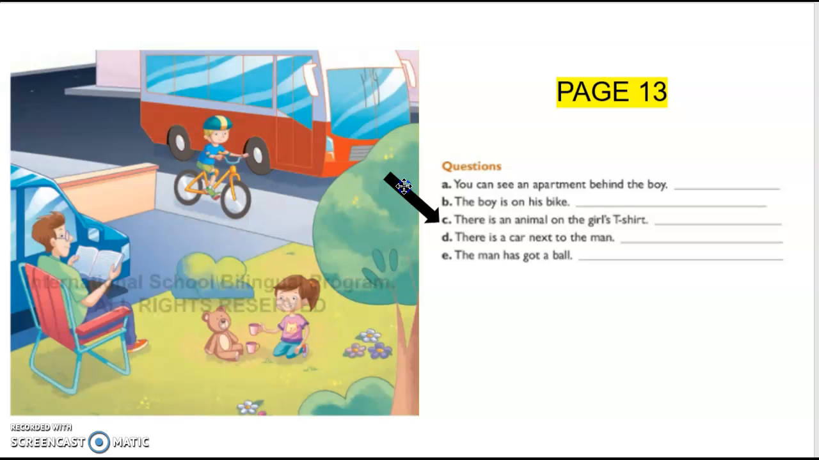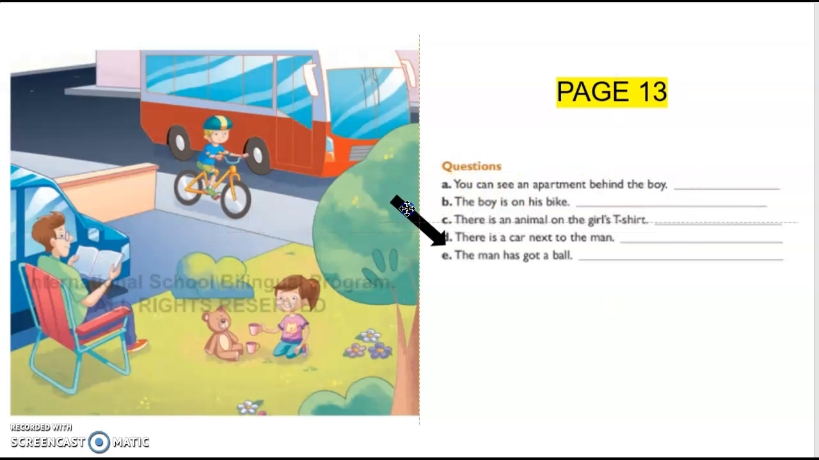Let's go to letter C. There is an animal on the girl's t-shirt. The girl is here. The t-shirt is camiseta. There is an animal on the t-shirt. Yes or no? We're going to write here.